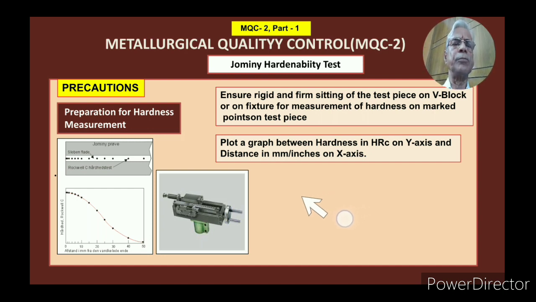Then the last one is to plot a graph between hardness in HRC on the y-axis and distance in millimeters or inches on the x-axis. So this you have to plot. This is the last thing. So there is not such a precaution. Only you have to plot it thoroughly, seriously, because if you miss anything, hardness or distance, then the result will be different.